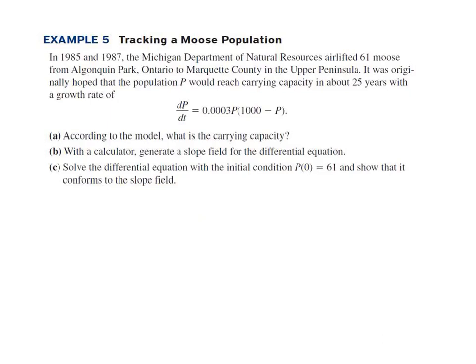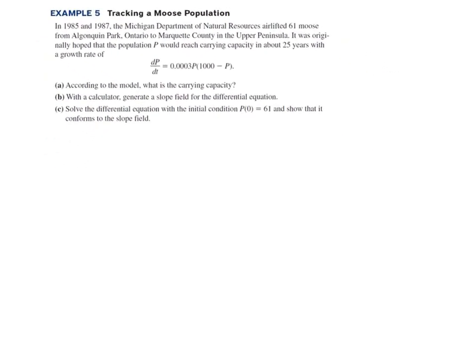Okay, next one is the moose population. So let's make a little bit more room. Again, we know how to do the carrying capacity. So A is just going to be 1,000. And then for B, you just stick that into your graphing calculator and do that. So this is for calculator. Let's move on to C.